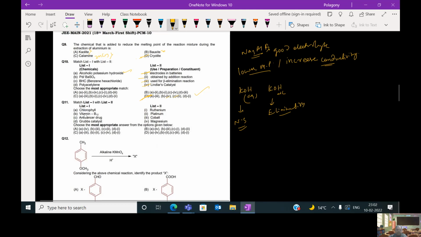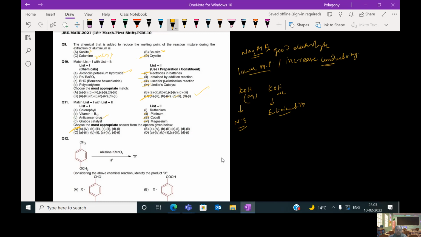Now the next question is match the following, list 1 and 2. Chlorophyll: the metal present in chlorophyll is magnesium, as you already know. B12, called cyanocobalamin, has cobalt present in it, fourth and third. Anti-cancer drug containing platinum, second. Anti-cancer drug is platinum, and Krebs catalyst is ruthenium. So 1A is the most appropriate answer for this question.